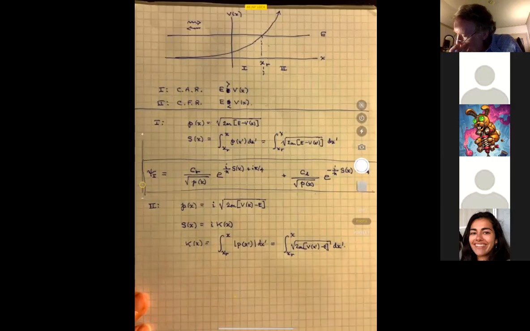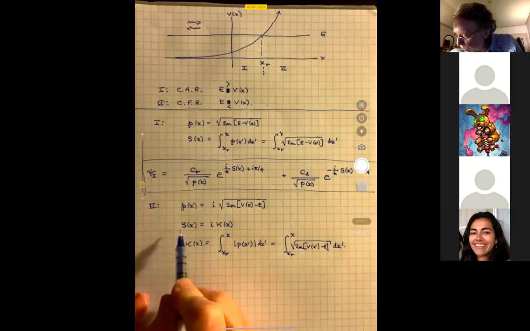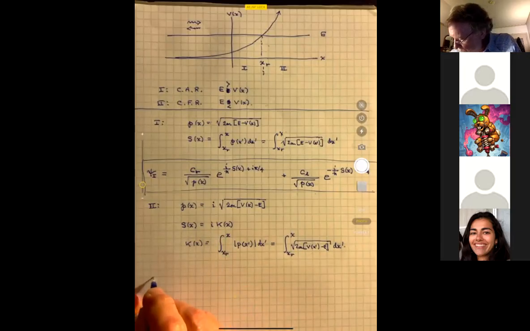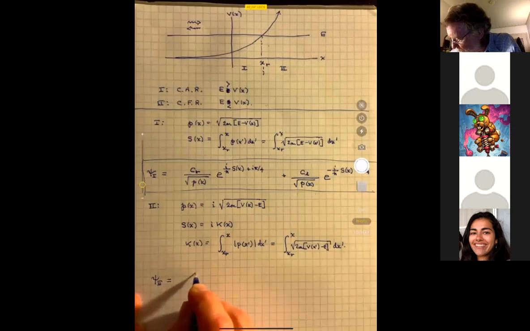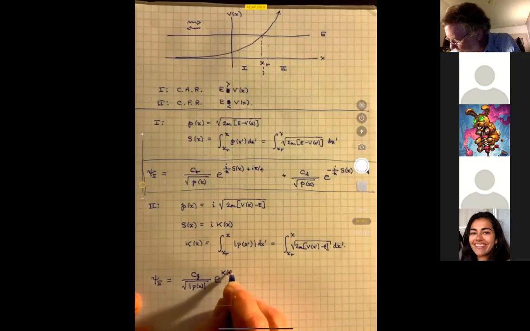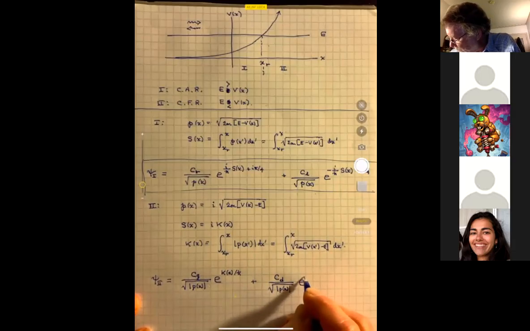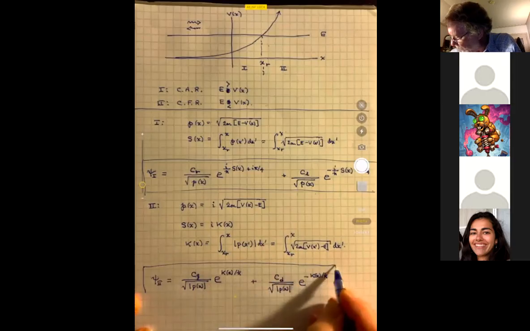All right. So there are going to be two solutions. Plus and minus iS is going to be plus and minus K. And so the solution in region 2, we can write this way: some coefficient I'll call C sub G, which I'll explain in a minute, divided by the square root of the absolute value of p of x, times e to the K of x over h bar. And then a second term, which I'll call C sub D, divided by the square root of the absolute value of p of x, times e to the minus K of x over h bar. And let me box that because that's the solution in region 2.